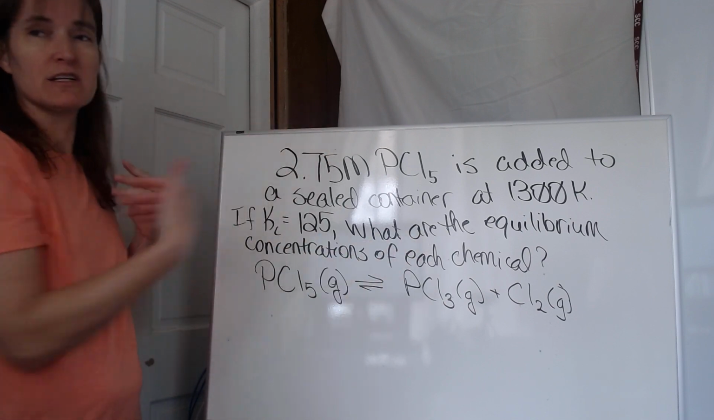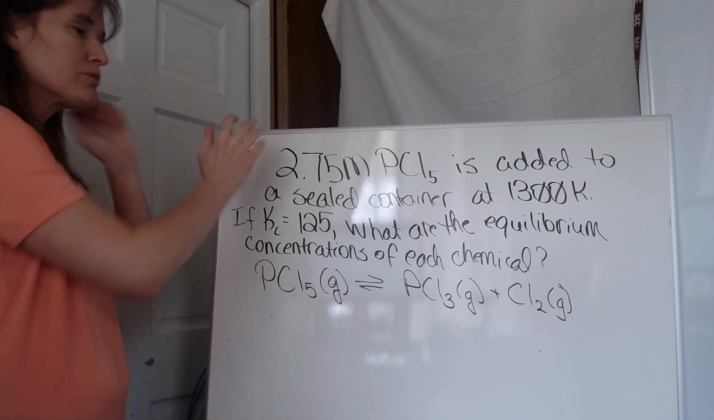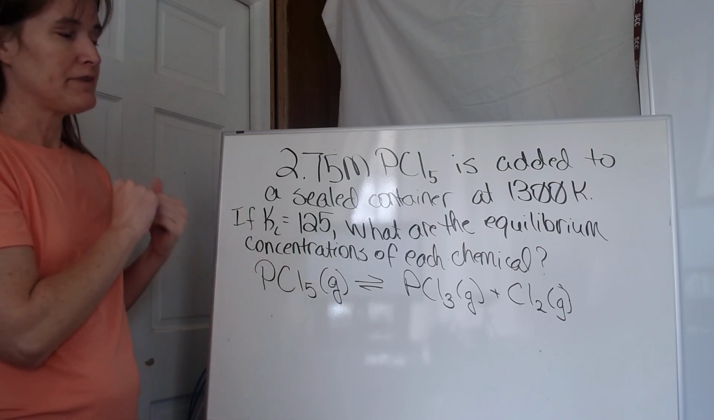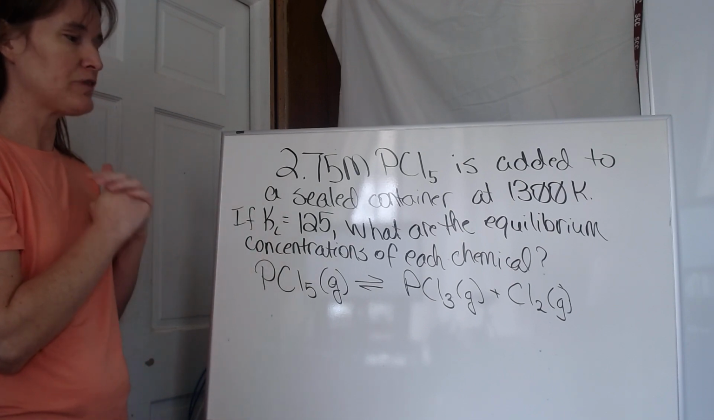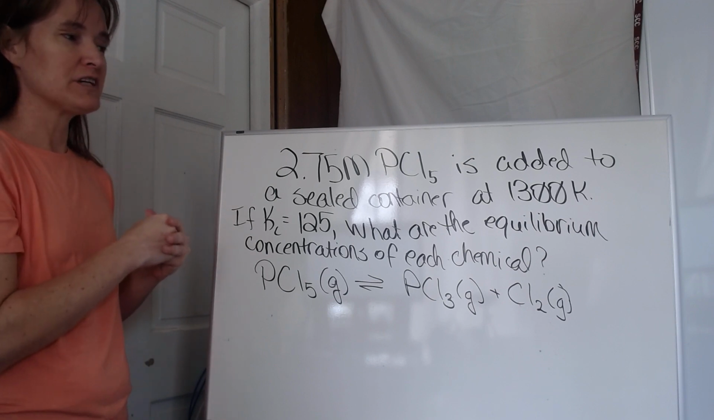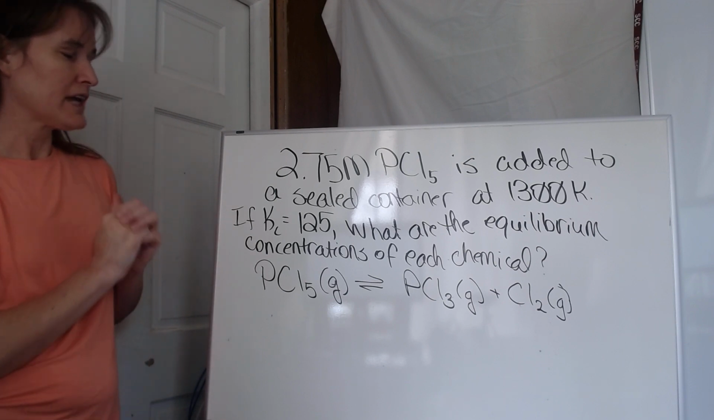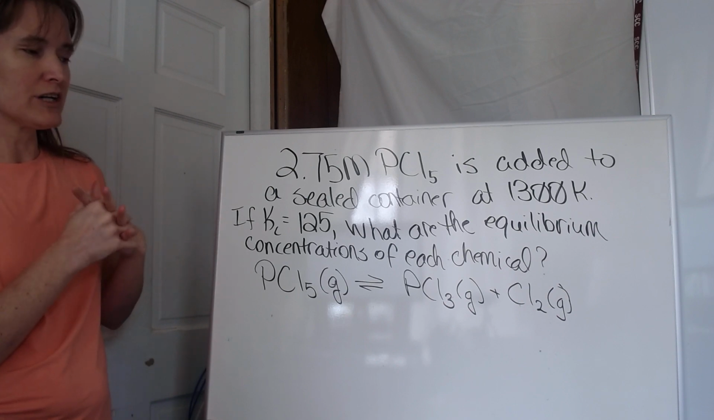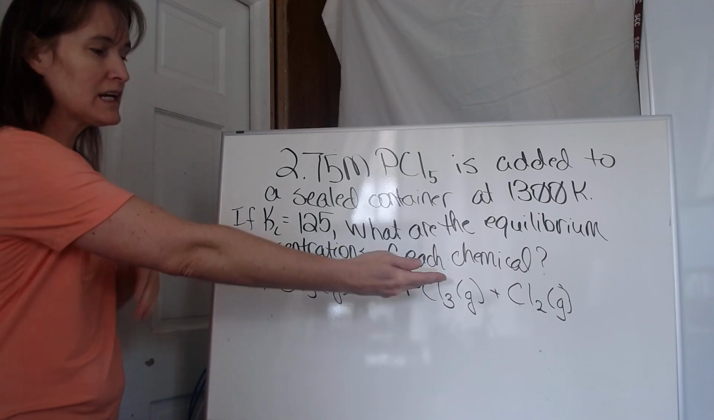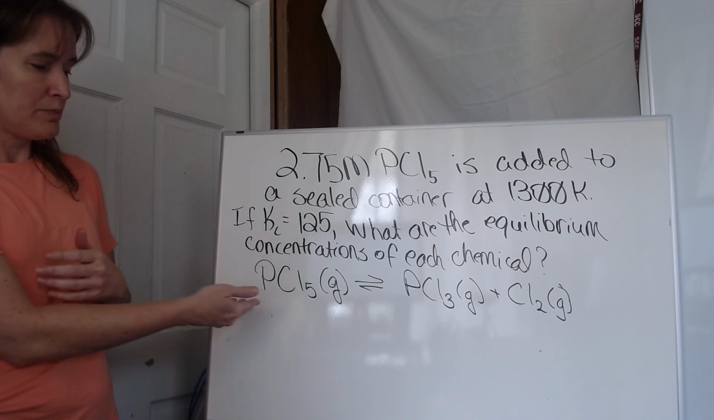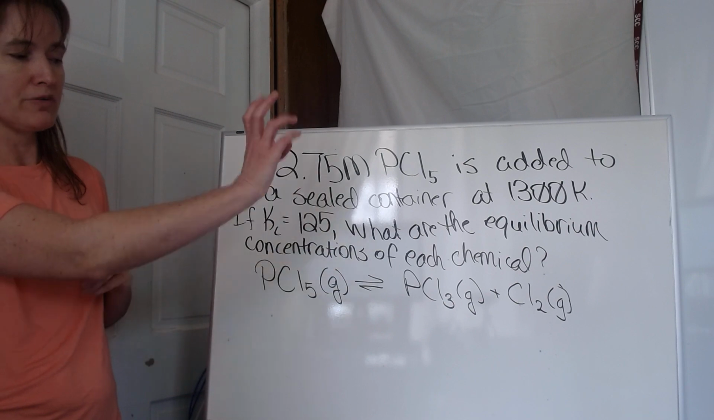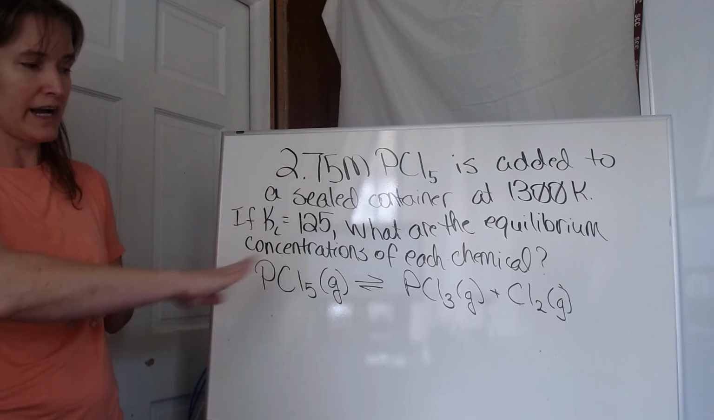And so the information is not part of the first step. So you want to copy down all the information that you have. So we have 2.75 molar of phosphorus pentachloride, and it's added to a sealed container at 1300 Kelvin. If the K sub C is 125, what are the equilibrium concentrations of each chemical? So there's 3 chemicals in this reaction. There's the PCl5, and on the opposite side of the equilibrium arrow, there's PCl3 and chlorine gas. Everything's in the gas state.